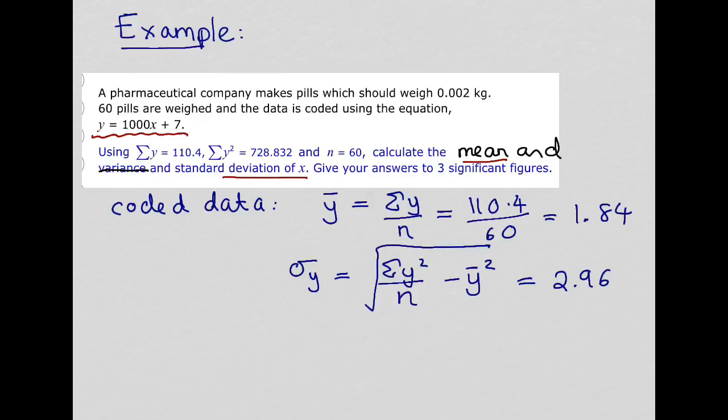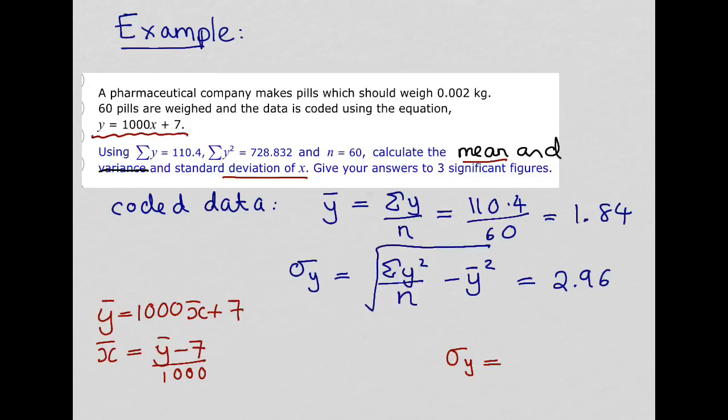Well, y bar is 1,000 lots of x bar plus 7. So if I want x bar, I just need to undo that. I need to take my y bar, take away my 7 and divide by 1,000, and that will give me x bar. My standard deviation, remember, is not affected by addition or subtraction. So sigma y is 1,000 lots of my sigma x. So if I want standard deviation for x, I need to take my sigma y and divide it by 1,000.